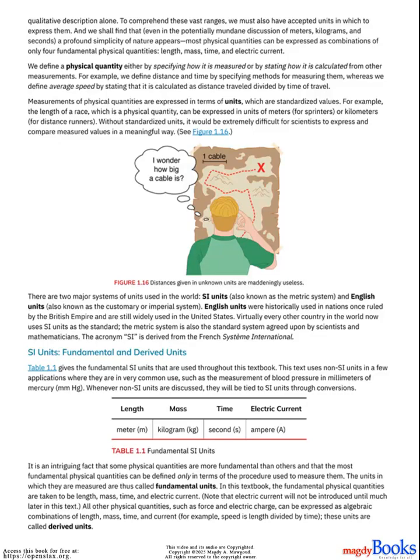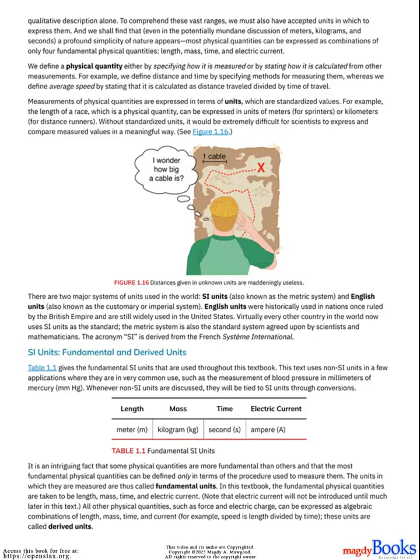Without standardized units, it would be extremely difficult for scientists to express and compare measured values in a meaningful way. See Figure 1.16. Figure 1.16. Distances given in unknown units are maddeningly useless.